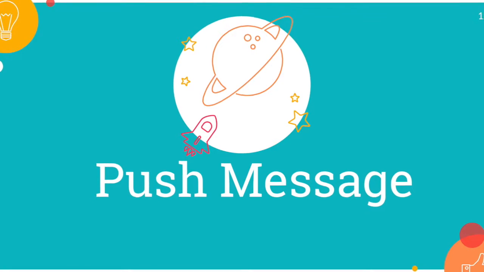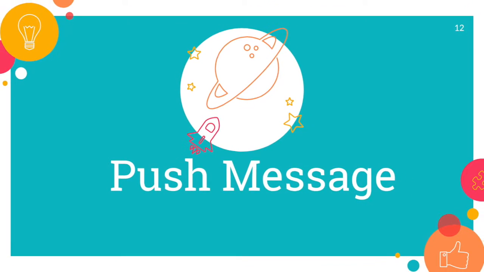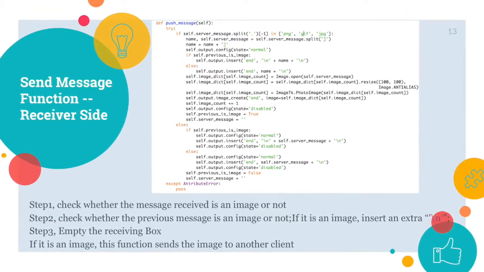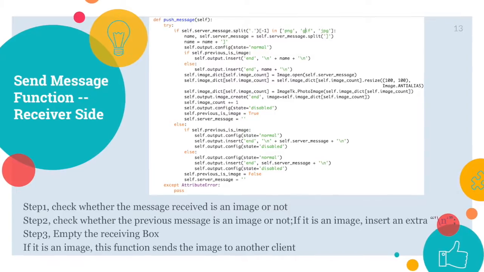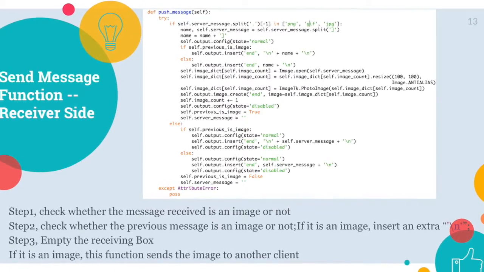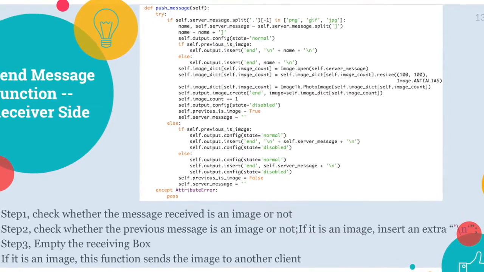So the next is the push message function, which is from the receiver side. If you want to see what others sent you, you just call this push message function.